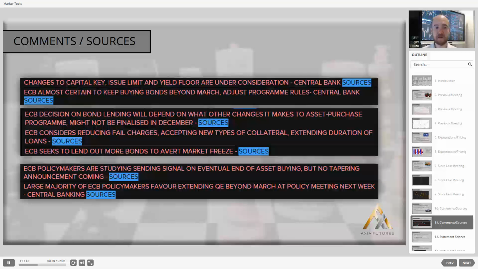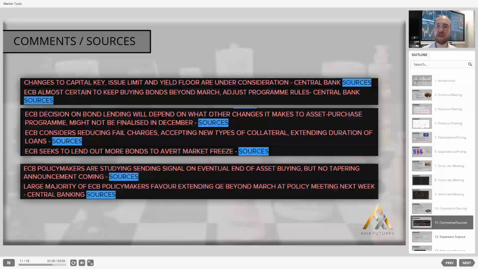Next up, ECB seeks to lend more bonds. This was a way to alleviate those problems in the repo market, the reason why we saw German 2 years with a much lower yield. So that's an attempt to solve this problem, or sources believe could be an attempt to do so. But bond lending will depend on other changes it makes to the asset purchase programme, and may not be finalised in December. So effectively what they're saying is the ECB can lend bonds, but it may also impact what else they do with their asset purchases.